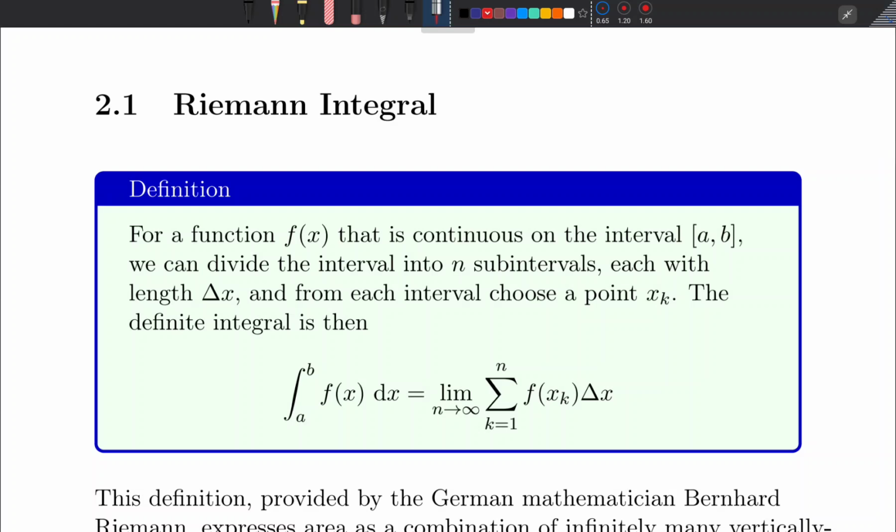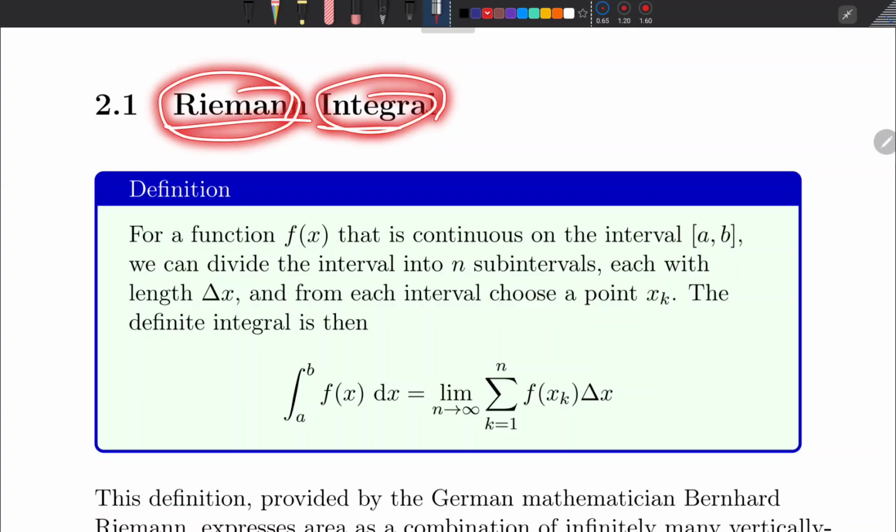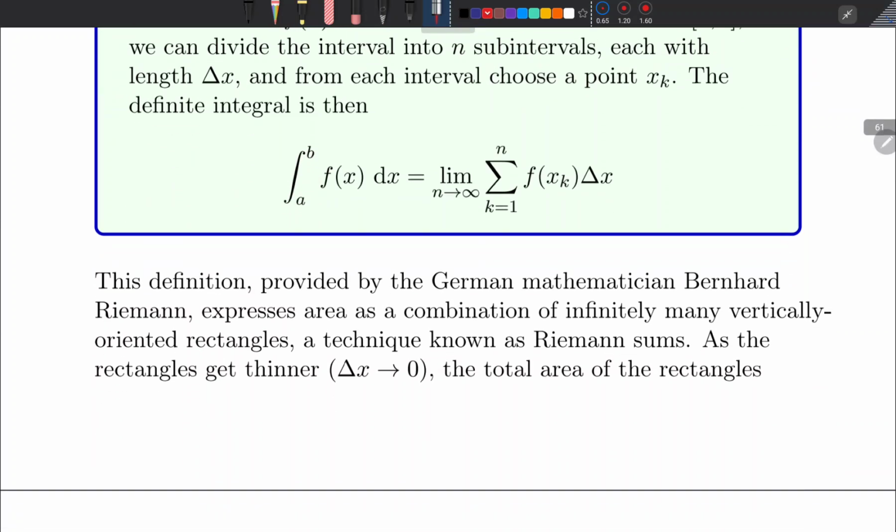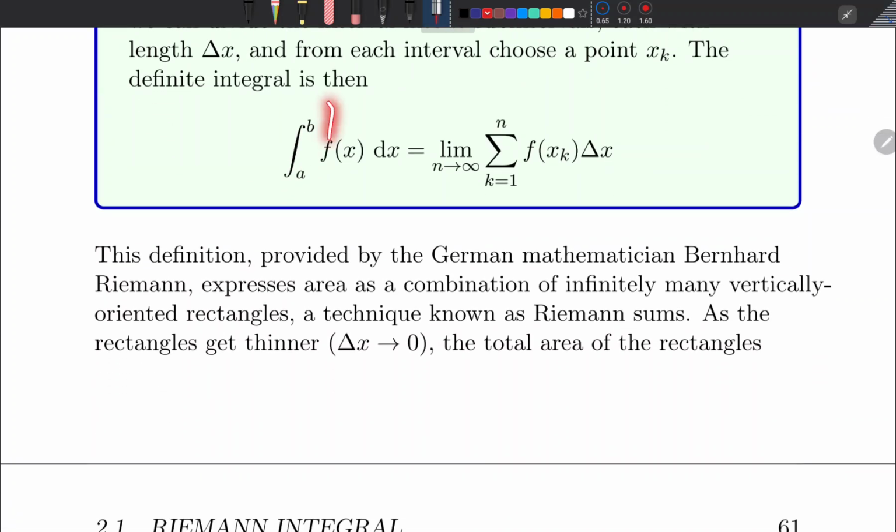Okay, so we have first things first, that is the Riemann integral. Let's talk about the definition. For a function f of x that is continuous on the open interval (a, b), we can divide the interval into n subintervals. We'll talk about this in detail, don't worry. Each with length del x, and from each interval choose a point x sub k. The definite integral is done. Okay, so this is the definite integral, right?